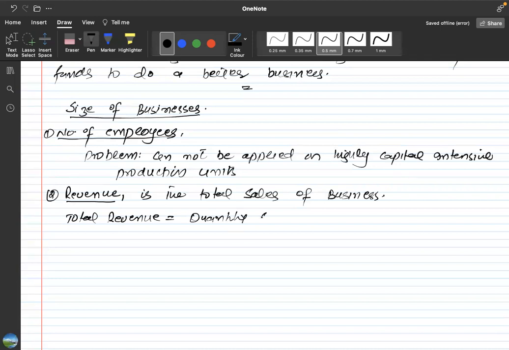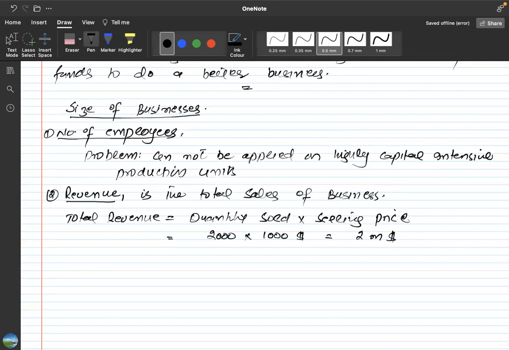Quantity sold multiplied by the selling price. For example, you are an iPhone seller and you sell 2,000 iPhones in a day, and the selling price of one iPhone is $1,000. How much total revenue you have earned? 2,000 times 1,000. It's 2 million. So this is how revenue is calculated.